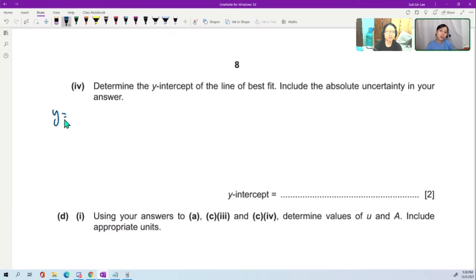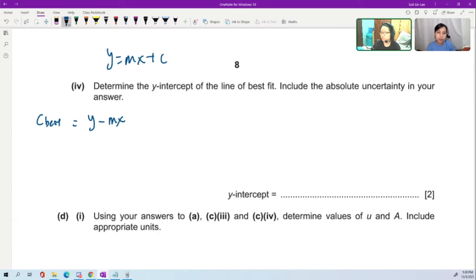So we have to rearrange it, because you want to find the intercept. So you'll be using c equals y minus mx for the best fit line. Then we repeat again for the worst fit line. You know why? Because later we have to find uncertainty. So you take best minus worst. Never mind, we find best fit first.